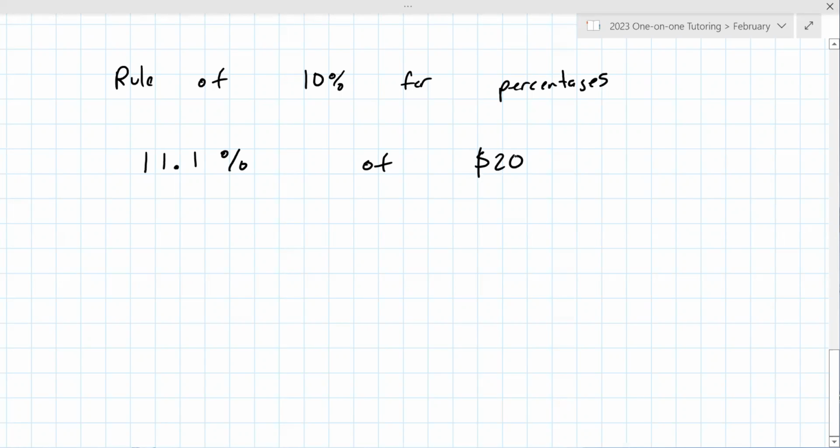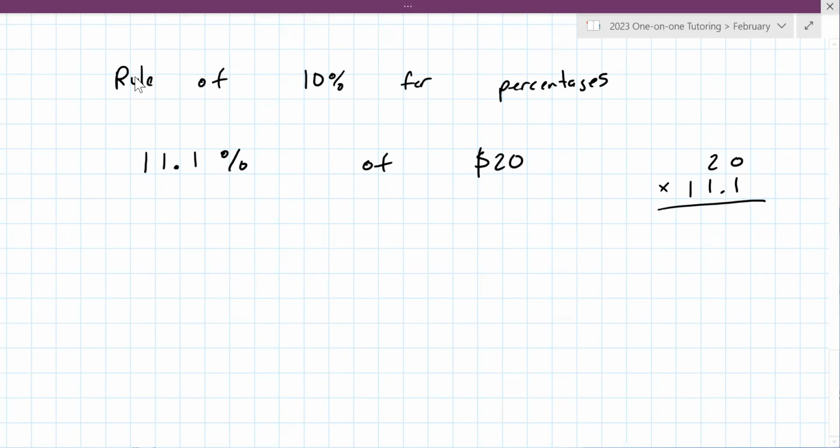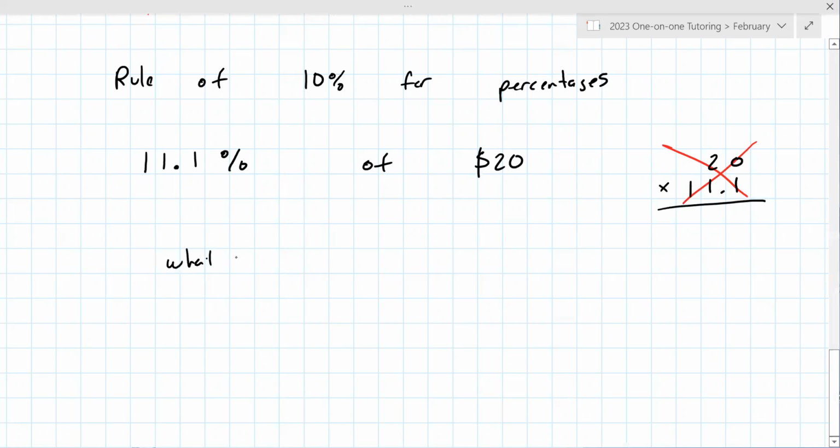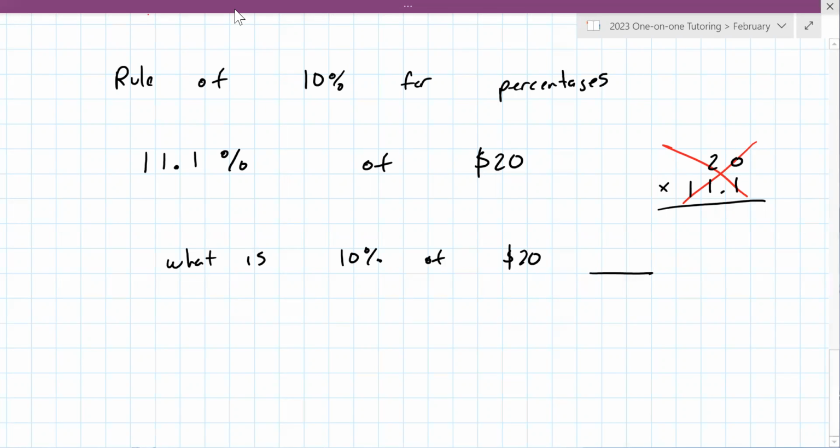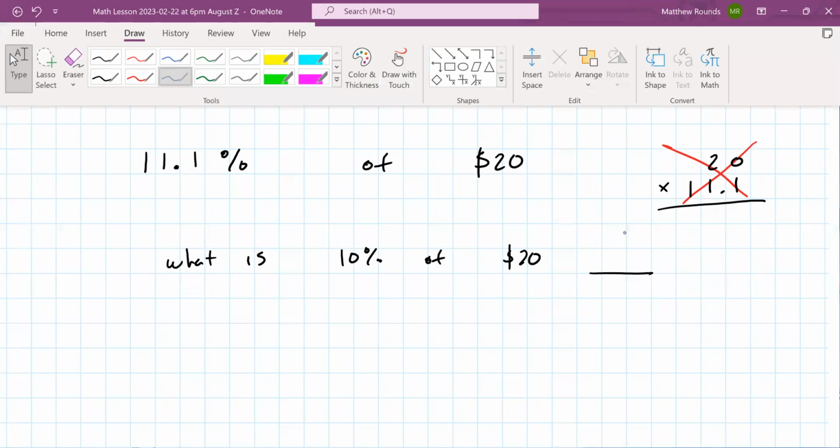So what is option one? Option one is you could come over here and multiply these numbers together. Would you agree with that? Yes. Okay, we're not going to do that. We're going to start by asking what is 10%? What is 10% of 20? Oh, 10% of 20 is $10, I guess.